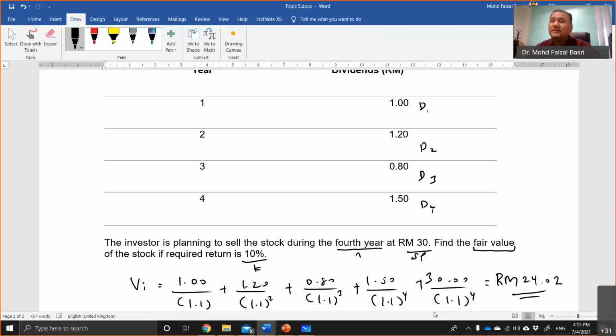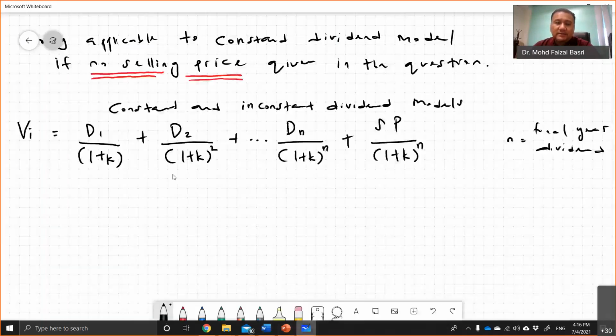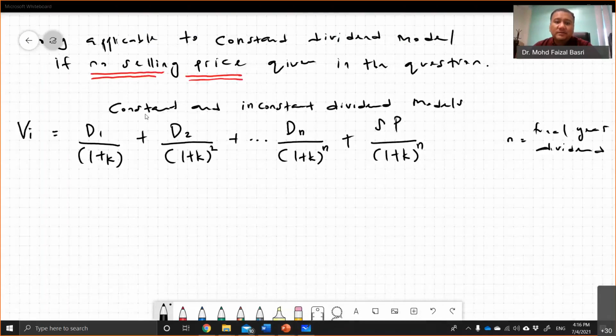Just keep it to 2 decimals. Here it will give 24.0168, and so on. So just keep it to 2 decimals because this is ringgit and cents. So this is an example for inconstant dividend. Based on this, you can see we use the same formula for both constant and inconstant dividend.